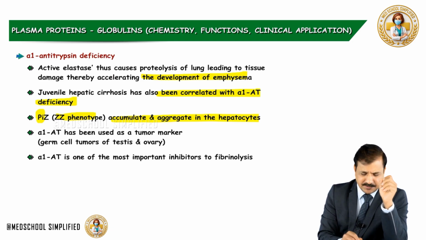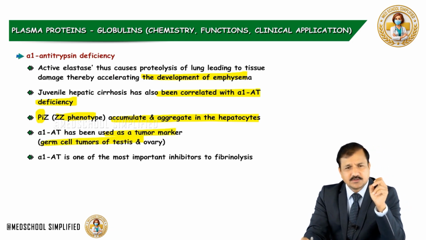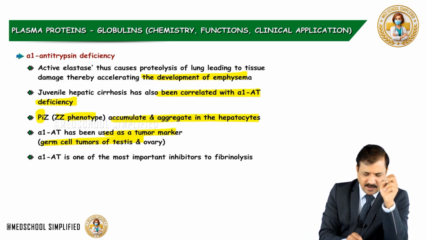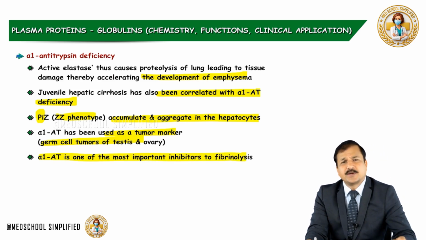Now, alpha-1 antitrypsin has been used as a tumor marker, especially for germ cell tumors of testis and ovary. And also note that alpha-1 antitrypsin is one of the most important inhibitors of fibrinolysis.